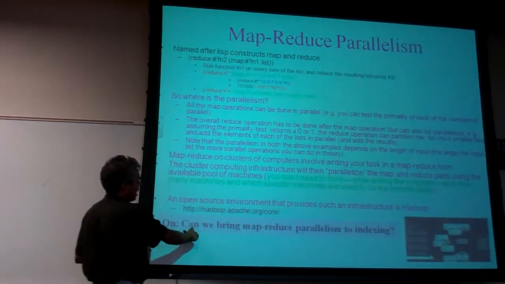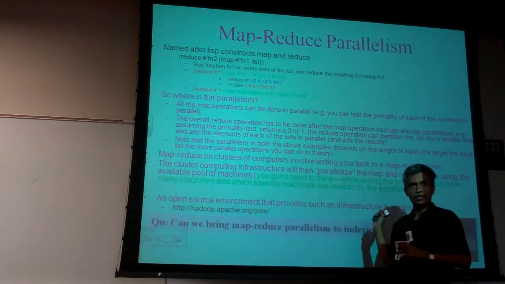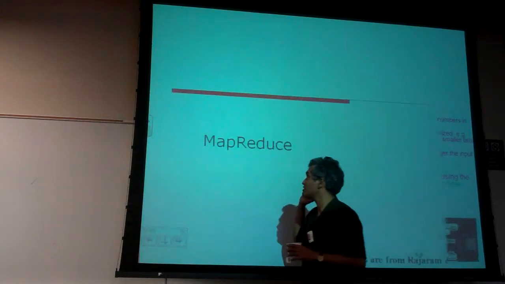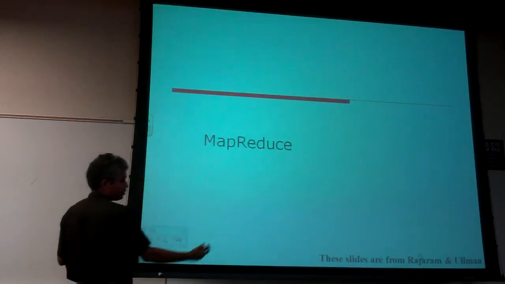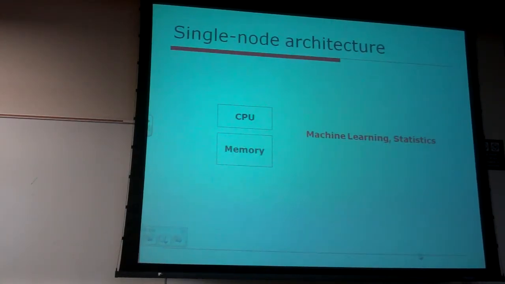So anyway, I will get to this part. Can we get MapReduce parallelism to indexing? I'll get to that after I'm done discussing a little more details about MapReduce architecture. For that, I'm going to use the chapter you read. Okay, this is the Ullman and Rajaraman chapter on MapReduce.